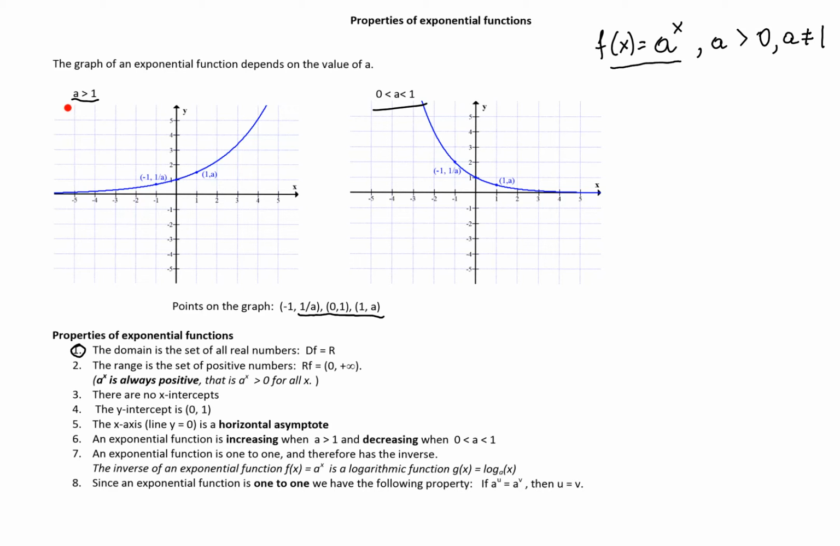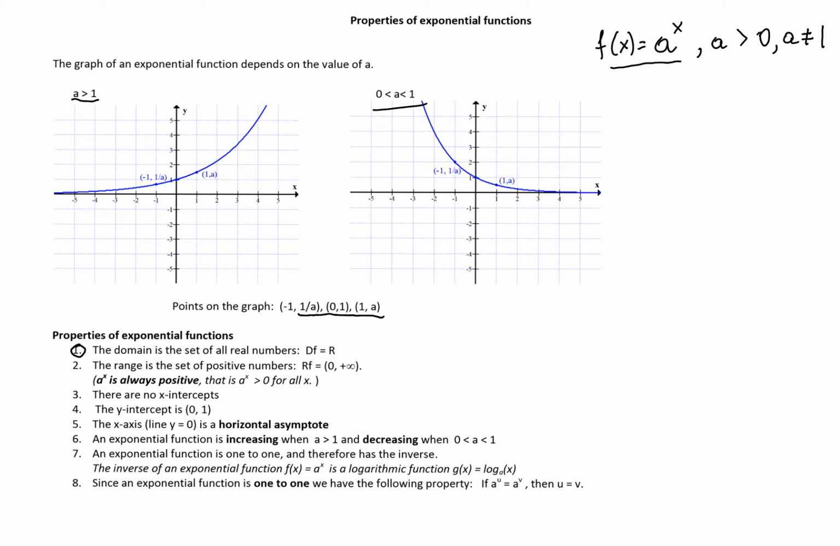When a is less than 1 and more than 0, the values of a^x approach 0 when x becomes larger and larger. When a is greater than 1, the values of a^x approach 0 when x decreases without bound. An exponential function is increasing for a greater than 1 and decreasing for a between 0 and 1.